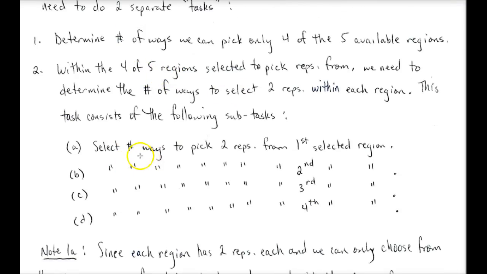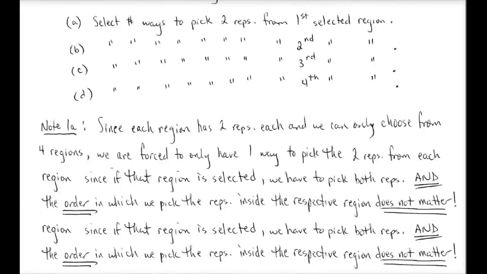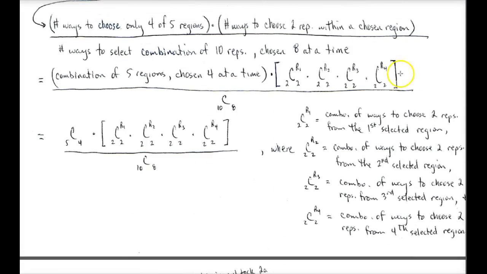And so within these 4 or 5 regions, once we selected the 4 regions that we had to do, of course, we had to pick how many ways we are going to pick the 2 reps in the first region, and then the second region, and then the third, and then the fourth. So the notation that I'm using here is basically communicating that this is the combination of choosing 2 reps, 2 at a time for the first region, and then the combination of choosing 2 reps, 2 at a time for the second region, and then the third region, and then the fourth region. Okay, so that's just my notation to try to make it as simple as possible.